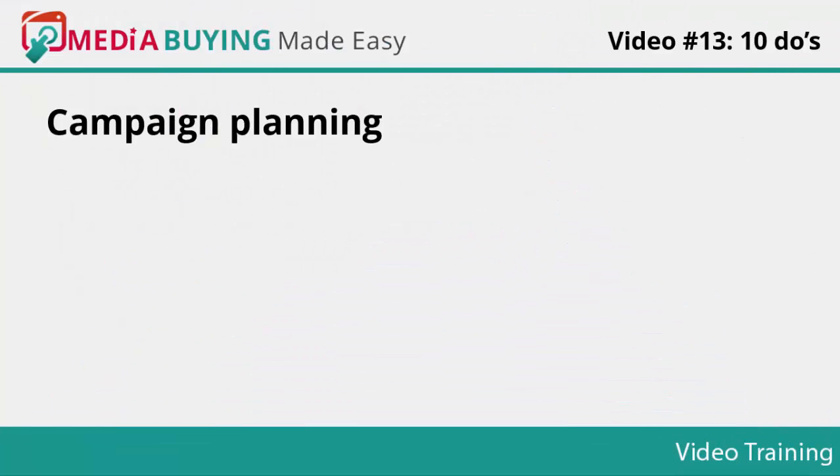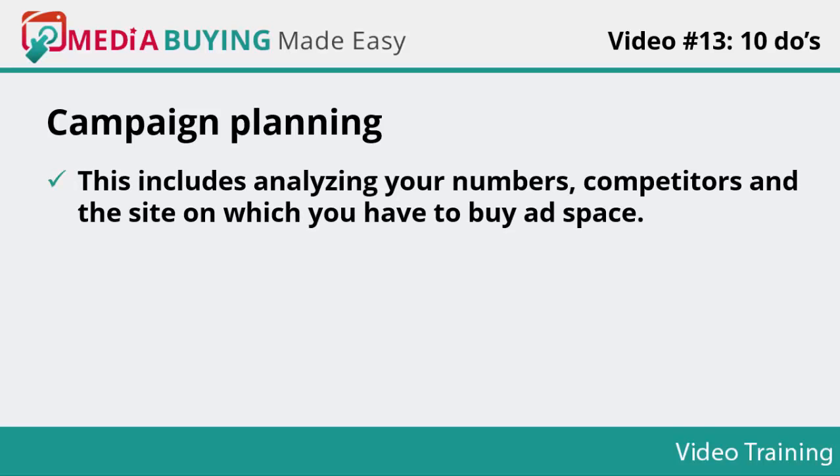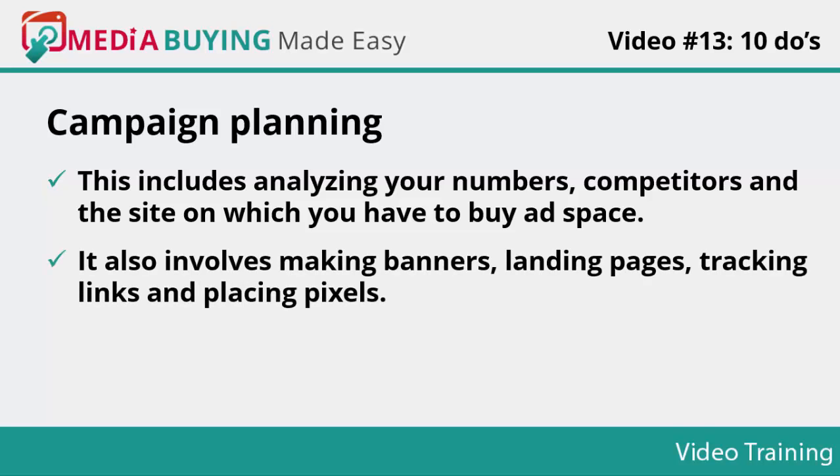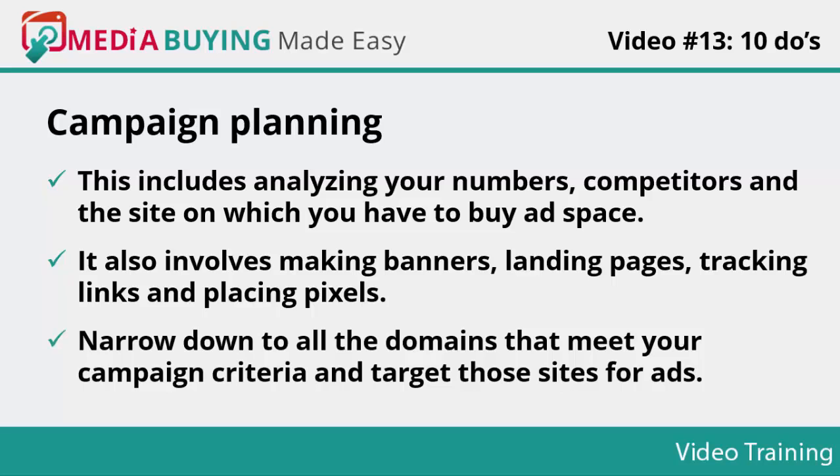Campaign planning. For every media buying campaign, there is a phase prior to launch called media planning. This includes analyzing your numbers, competitors, and the site on which you have to buy ad space. It also involves making banners, landing pages, tracking links, and placing pixels for the final configuration of your campaign. The process of choosing the site for your advertisement falls under campaign planning. The most common and straightforward way to approach a site is to just narrow down all the domains that meet your campaign criteria and target those sites for ads.